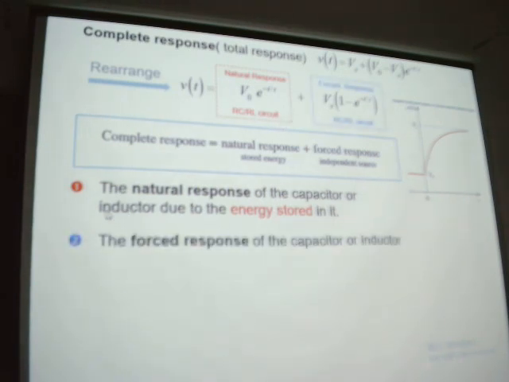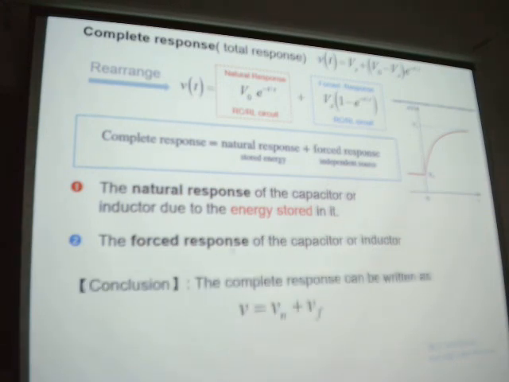Here I put the explanation of natural response and forced response. We should notice the natural response is due to the capacitor or inductors, due to the energy stored in it. And the forced response is because of the independent source. So to get a conclusion, the complete response can be written as v equals v natural plus v forced.